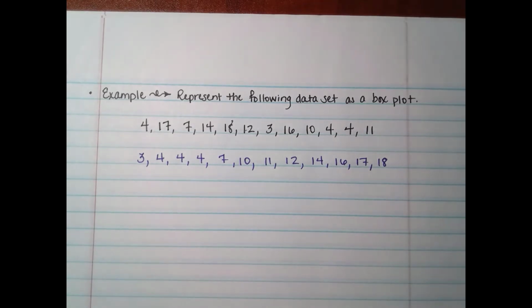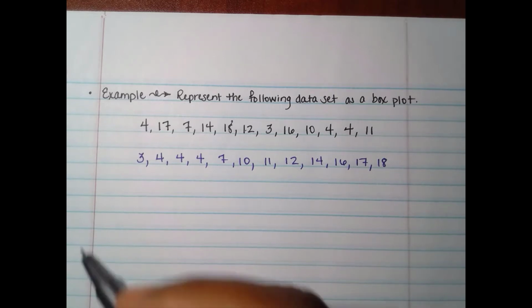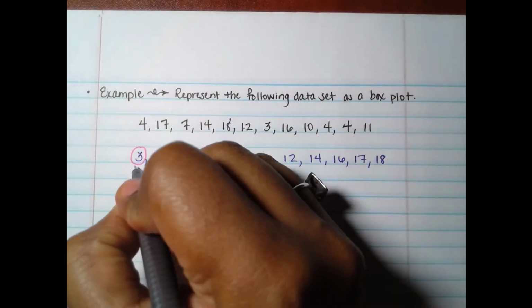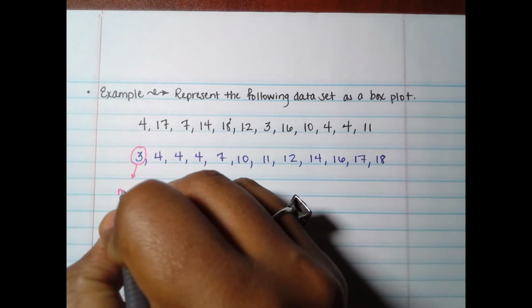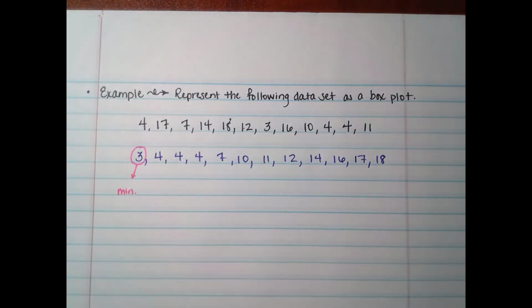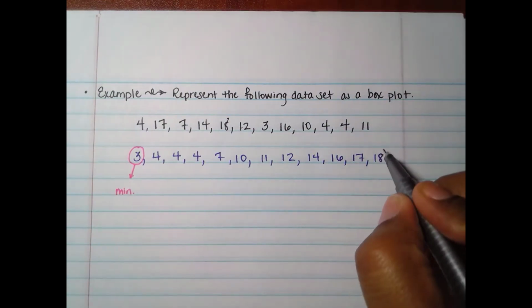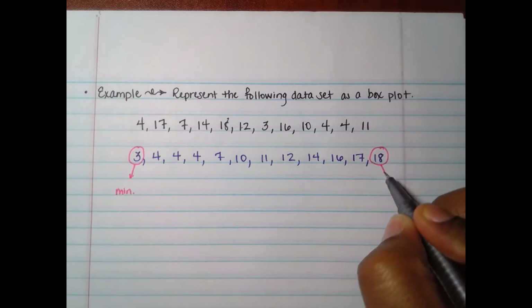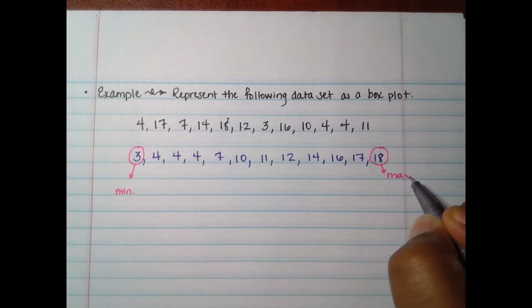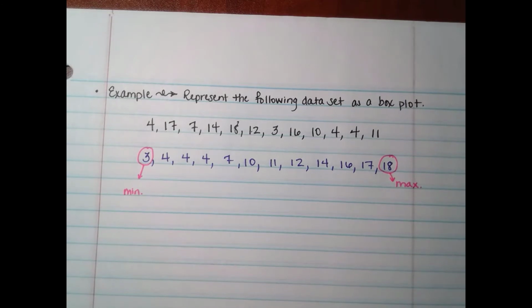My minimum is always the smallest number in the data set. So 3 would be the minimum. The maximum is the largest number. So that'll be 18. So now we have to find Q1, Q2, and Q3.